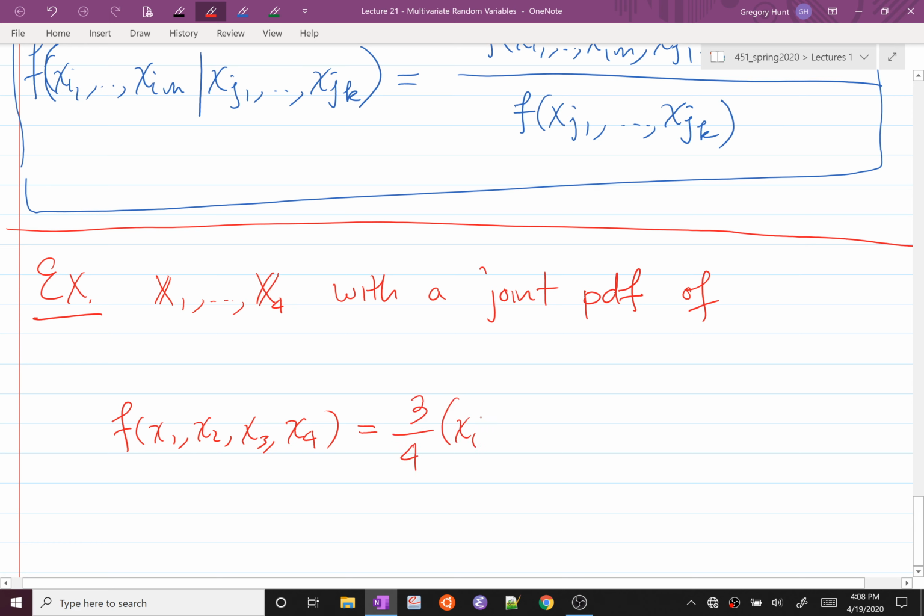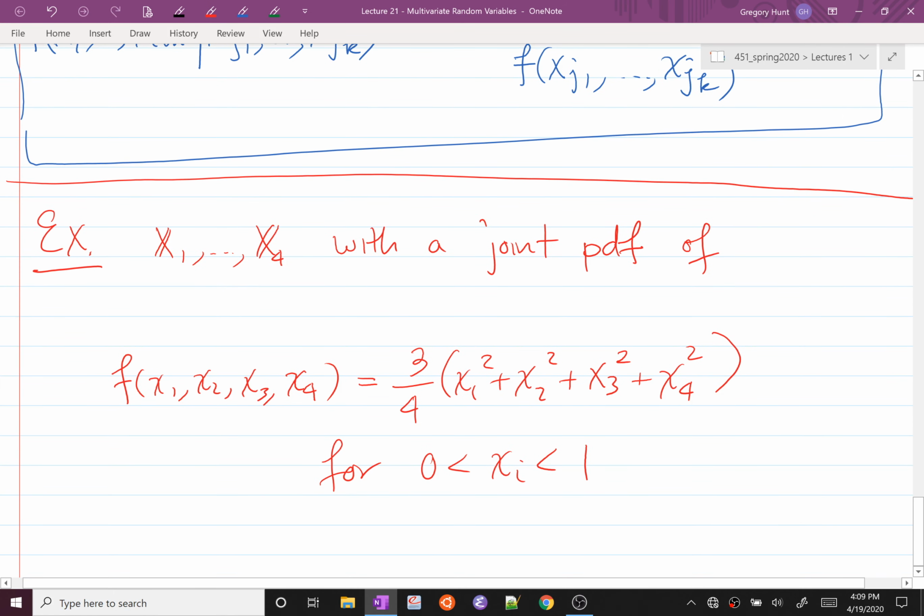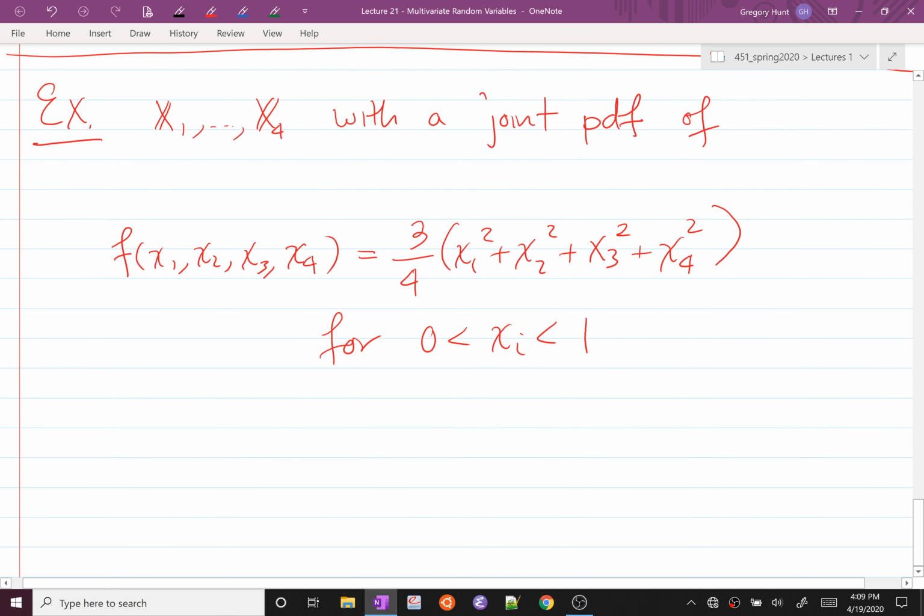3/4 of x1 squared plus x2 squared plus x3 squared plus x4 squared. And it's non-zero as long as each of these x sub i's are between 0 and 1. Otherwise, we're going to say the thing is 0. Okay, so let's look at what we can do with this.